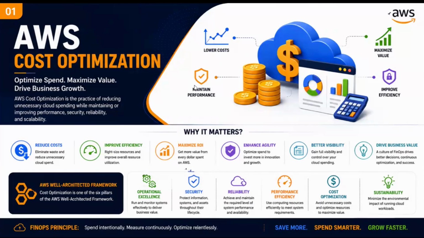AWS cost optimization is part of the AWS Well-Architected Framework, which is built on six pillars: operational excellence, security, reliability, performance efficiency, cost optimization, and sustainability. In this session we are talking only about cost optimization. This is the AWS cost optimization overview.